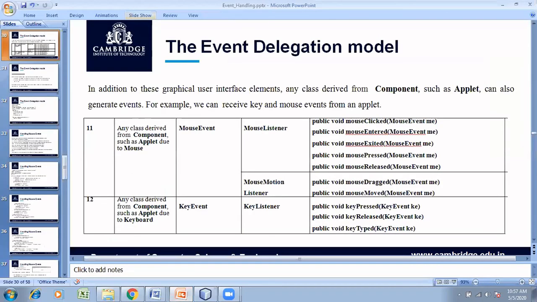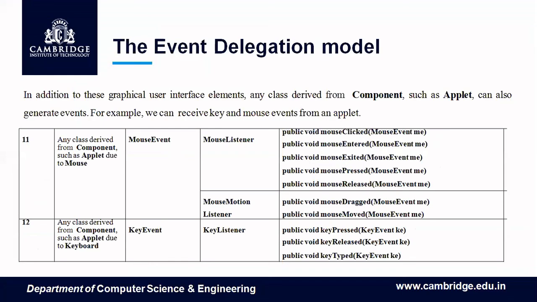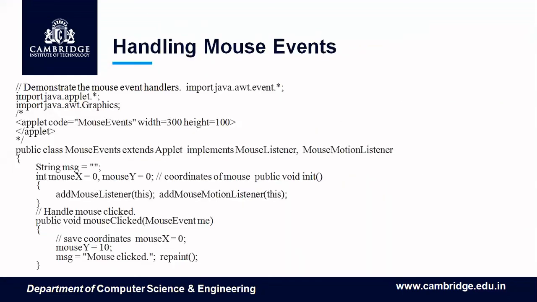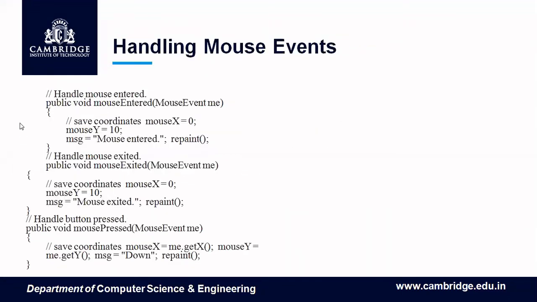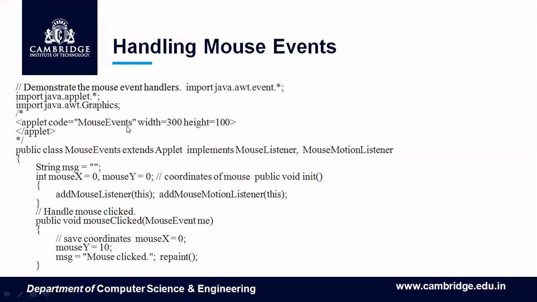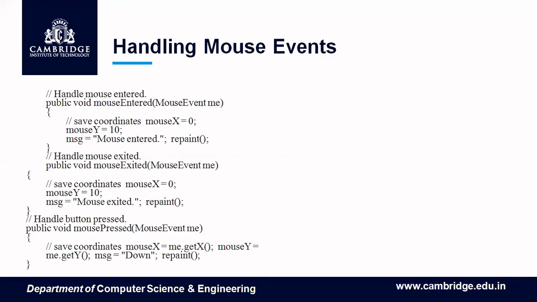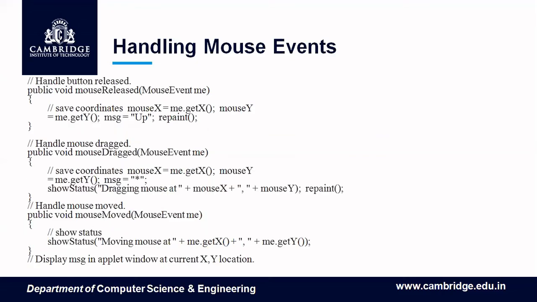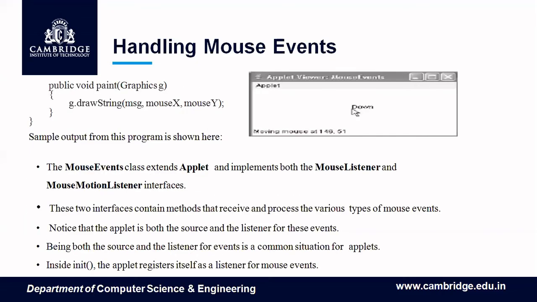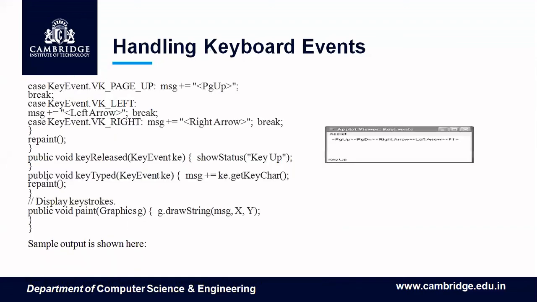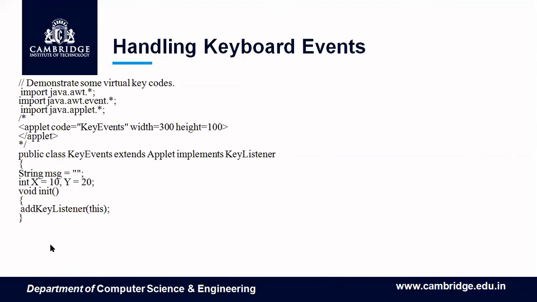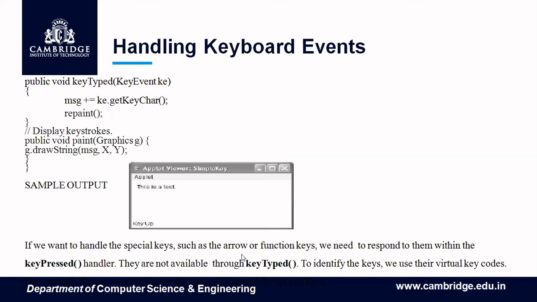After this, we saw all the mouse events. Do remember, whenever you're writing any program, this comment, applet code, should be written for all the programs. So handling mouse events, we have done this. Similarly, handling keyboard events also we have done. Now this is handling special keys. If you want to handle the special keys such as arrow or function keys, we need to respond to them within the keyPressed handler. They are not available through keyTyped.